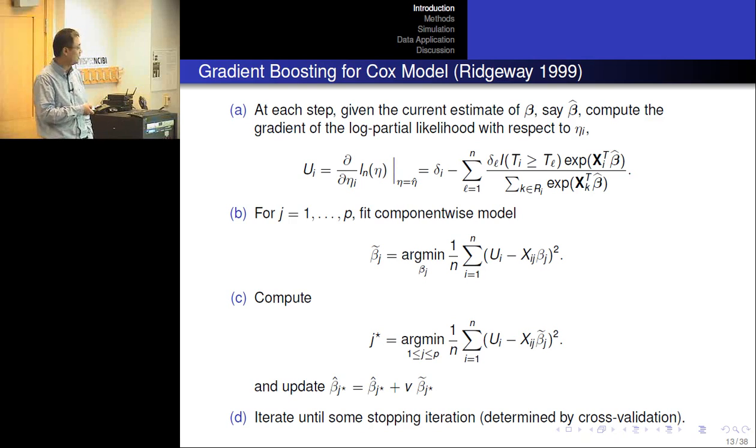It has its advantage. For example, it's known to be more robust to overfitting. But on the other hand, it takes more time to compute the boosting algorithm. Some people call it a slow learner because boosting may take a very long time to converge. Then we iterate until some stopping iteration. For example, we can use cross-validation to select when to stop boosting.